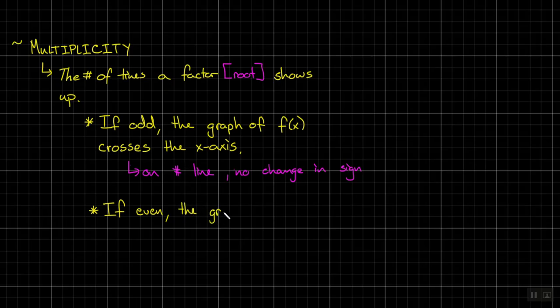The graph of f of x touches, and when I say it touches and turns, what does it touch? Good. The x-axis, and turns around. Okay. Now, in the context of our number line, all that means is on number line.